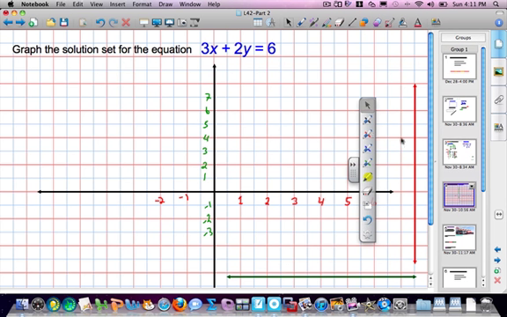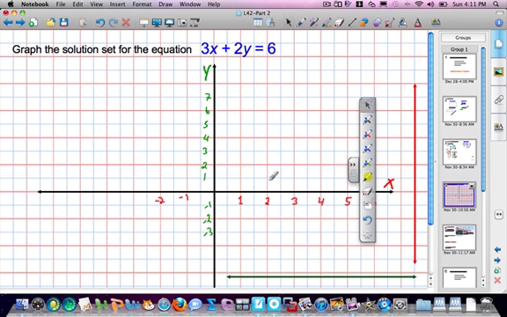So the first thing I want to do in this case is label the x and y axes. The x-axis is always the horizontal axis. We're going to label that x. The y-axis is always the vertical axis, so we will always label that y. Notice on the y scale I'm counting by ones, and on the x scale I'm counting by a half.